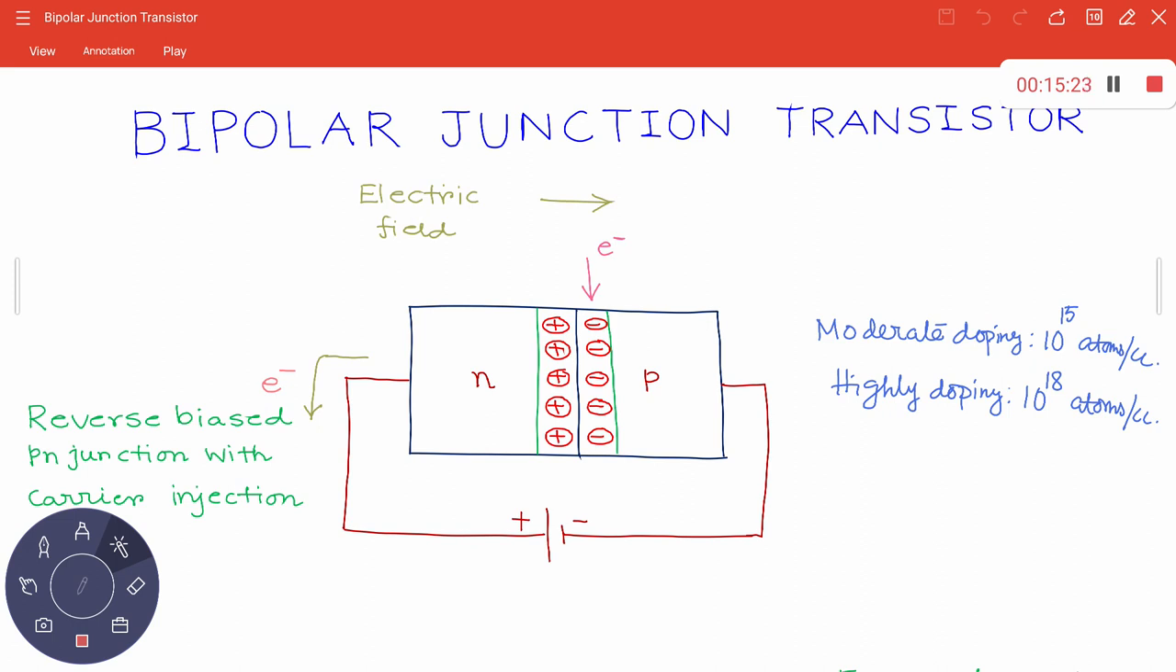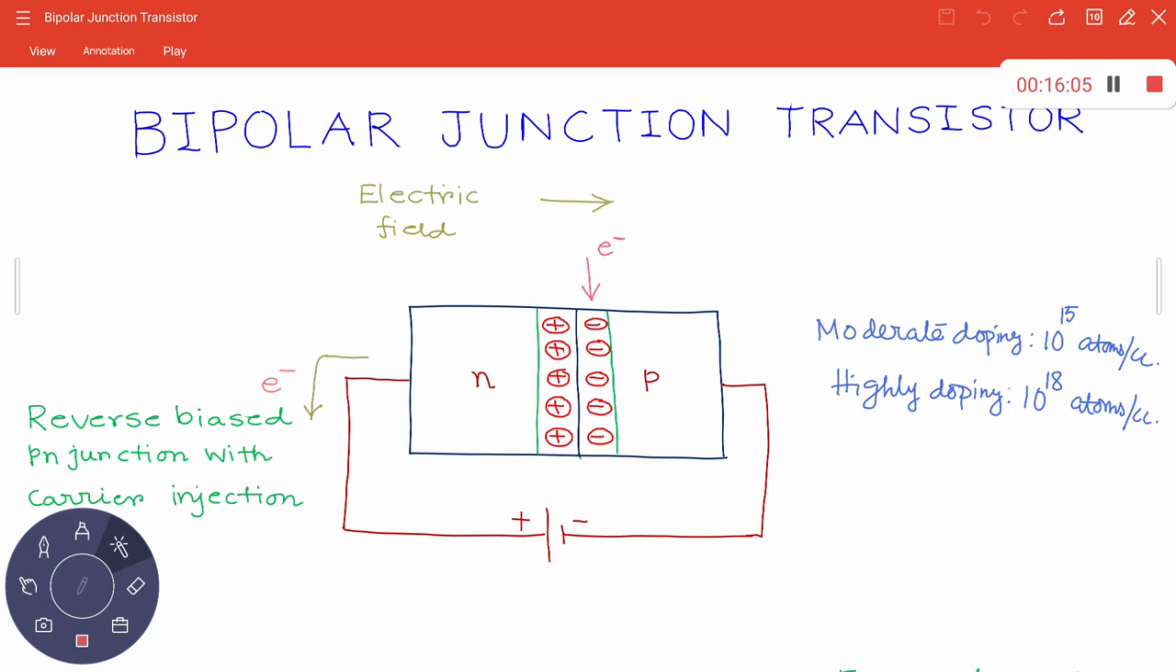Now you understand what is happening in the reverse bias p-n junction, right? Now suppose by some means I inject some electrons in this particular region. And remember in the depletion region, you have the presence of electric field, right? The electric field is present and that is the direction of the electric field, right? Now suppose by some means, magically, I inject some electrons. I don't know from where these electrons are coming, but suppose I inject some electrons from outside into this depletion region.